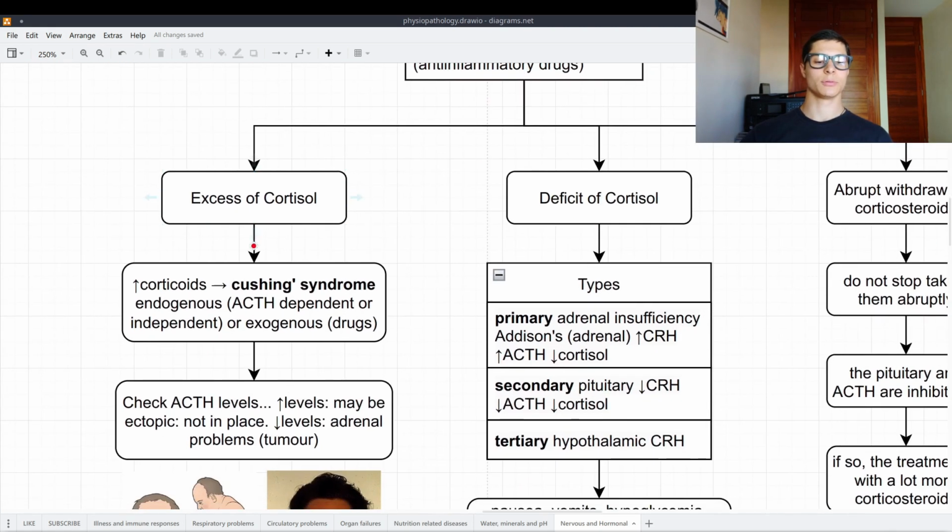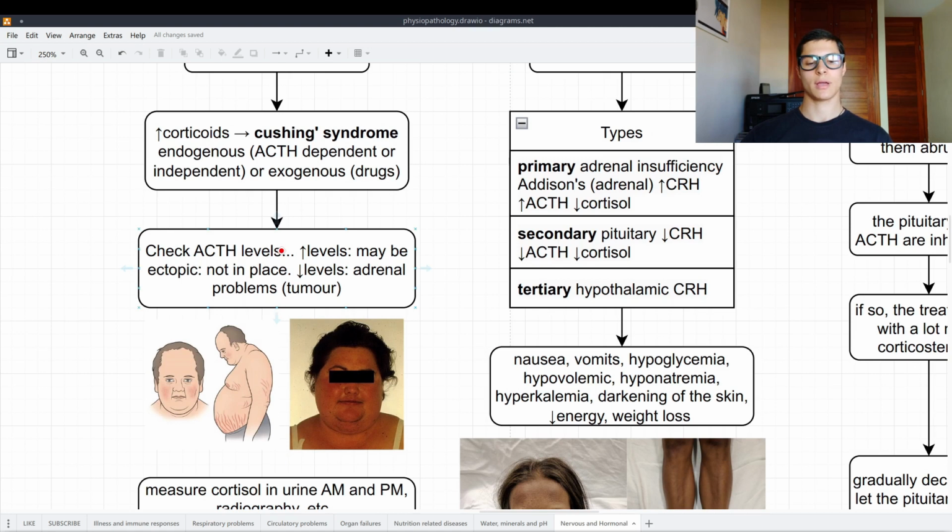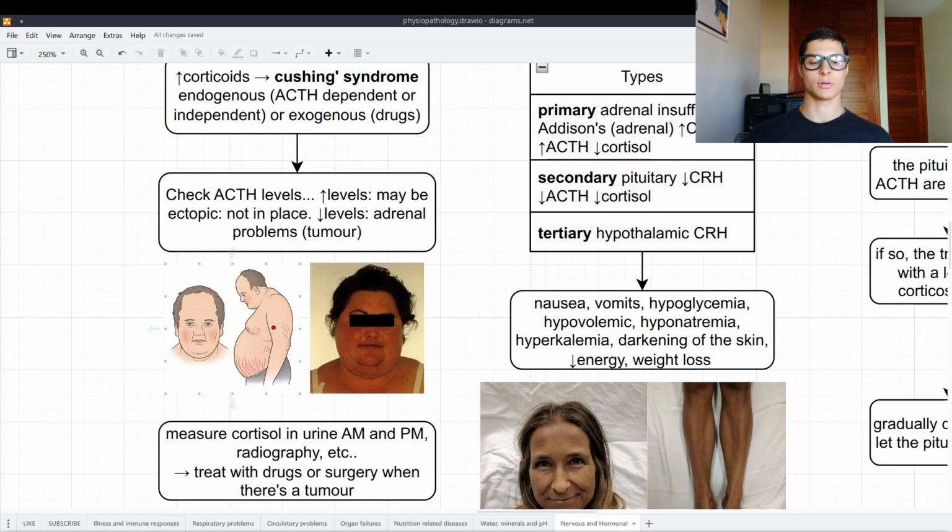An excess of cortisol, high corticoids, will create Cushing's syndrome. It can be endogenous via ACTH dependent or independent, or exogenous because of drugs. We have to check the ACTH levels, and if they are high, it may be ectopic, so a production not in the right place, maybe because of a tumor in the lungs. And if the levels are low, we have to check for adrenal problems, maybe a tumor. And this is Cushing syndrome, where it is very easy to accumulate fat around the belly and in the face. This is because of too much corticoids.